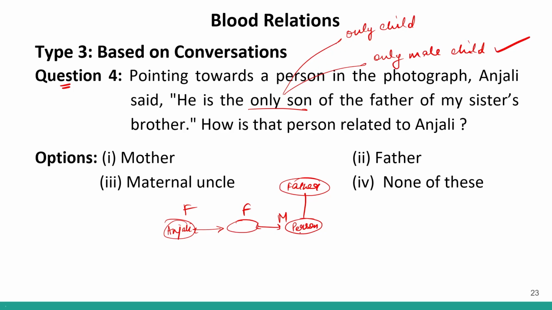So he is the only son of the father of my sister's brother. How is that person related to Anjali? That person is Anjali's brother. The relationship is of brother. But is it given in the options? No. So the answer will be option number 4, none of these. This would be the answer. Okay? Option number 4, none of these.